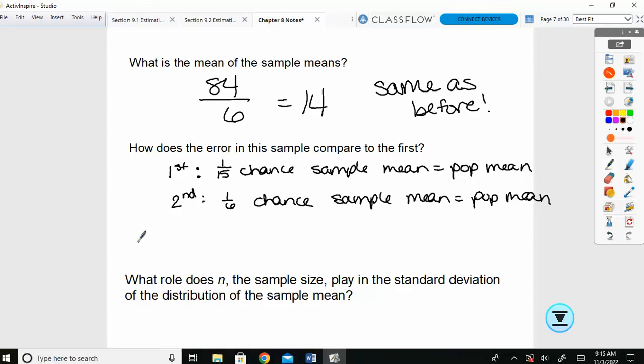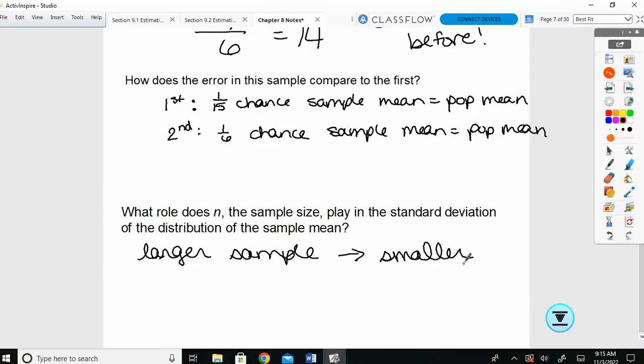So basically what this, how do I want to say this? The sample size tells us the larger sample will lead to a smaller standard deviation, smaller spread.